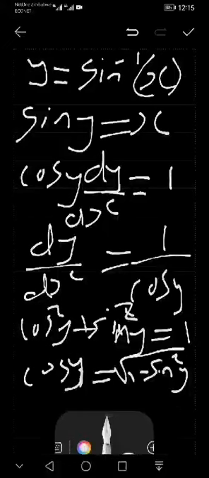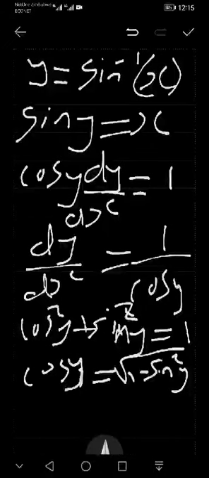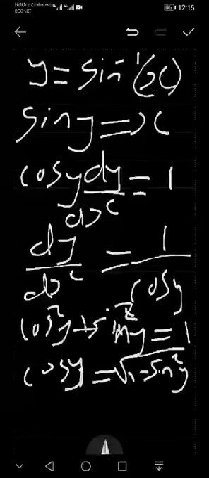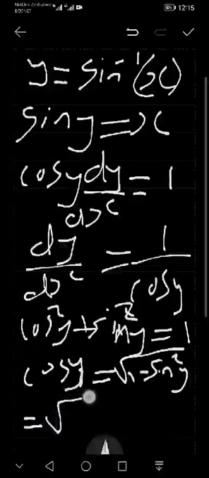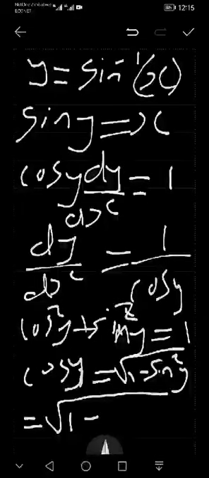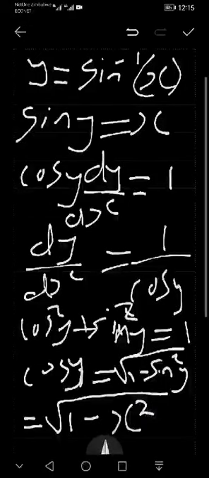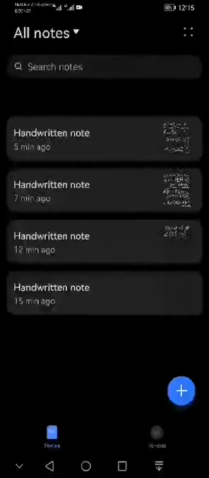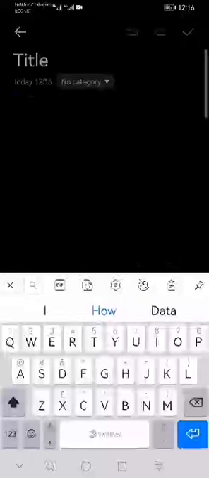Okay, so now what will be my next step? My next step now will be replacing sine squared y with something. So this is equal to the square root of 1 minus, what's now sine squared y? If you look at our step number 2, we said sine y equals x. So sine squared y will be equal to x squared. We will just square both sides. So sine squared y is the same as x squared, right?